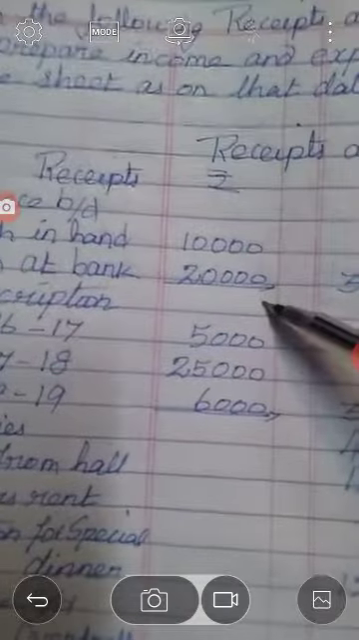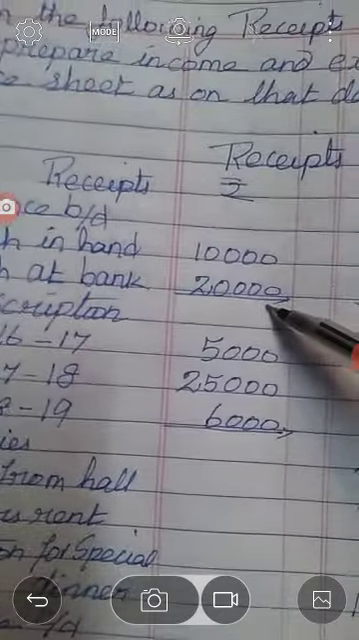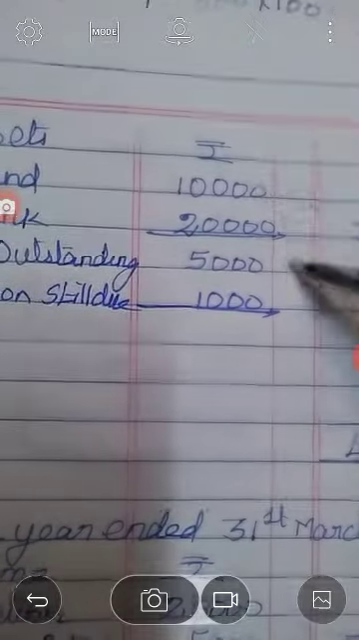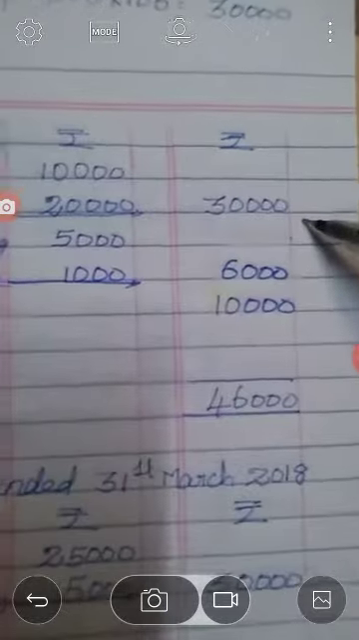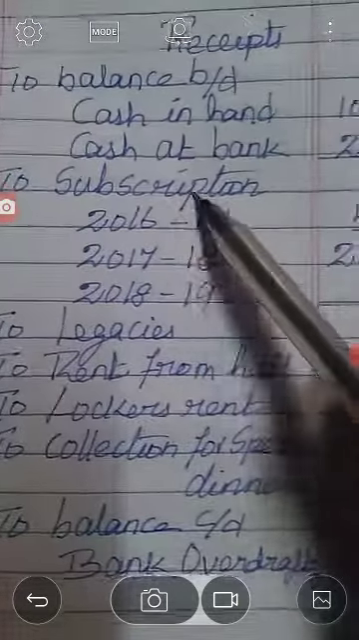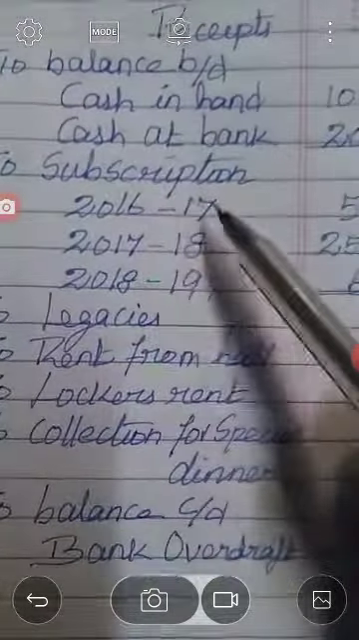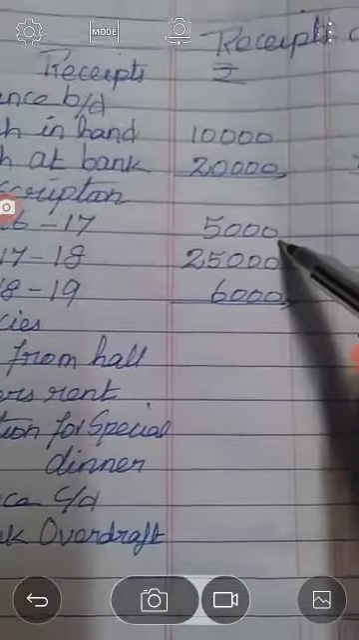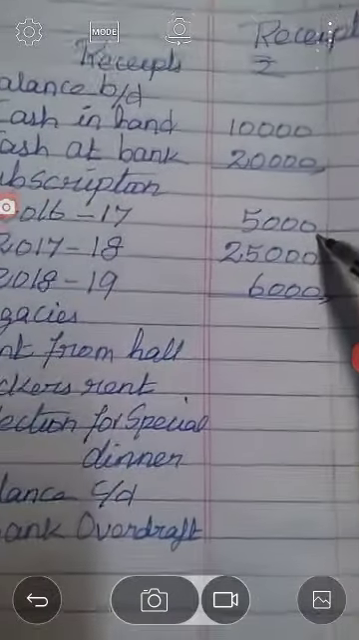So here, the opening cash in hand 10,000 and 20,000 are given. Both of these should be shown on the asset side. 10,000 and 20,000 should be shown on the asset side. So cash in hand 10,000 and bank 20,000, total 30,000. Then next, the subscription 2016-17 is 5,000.